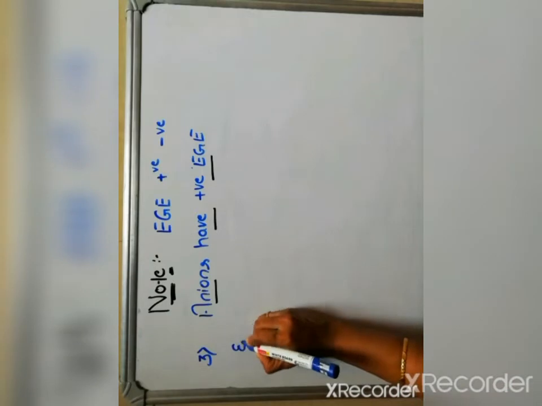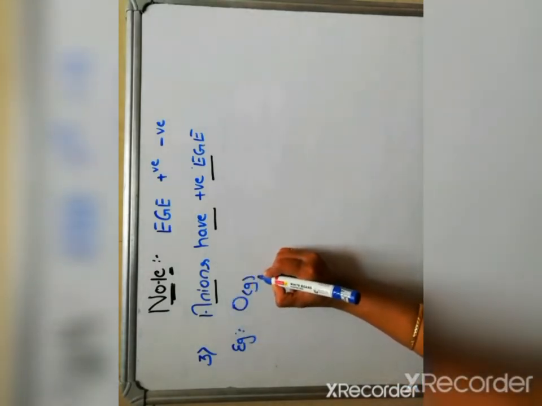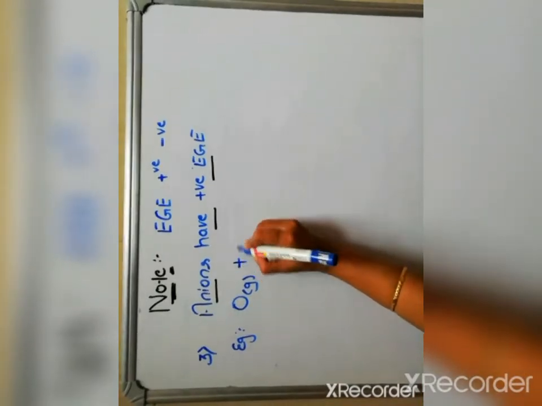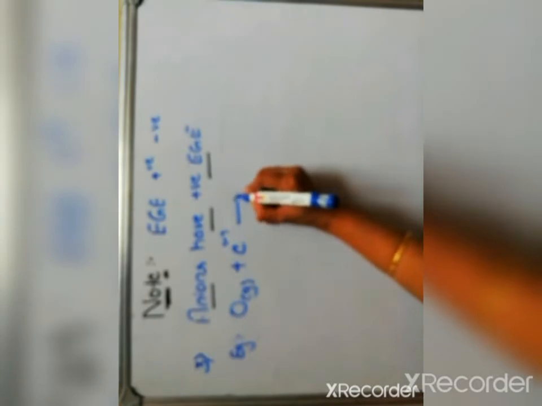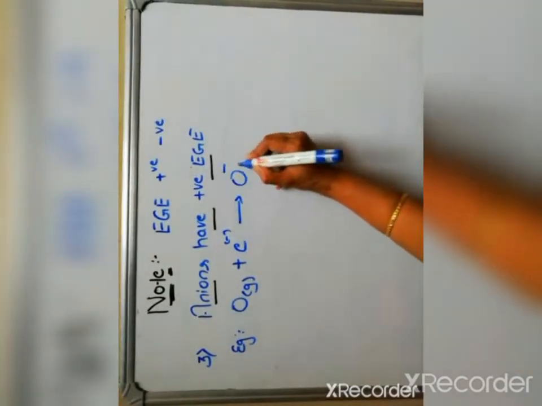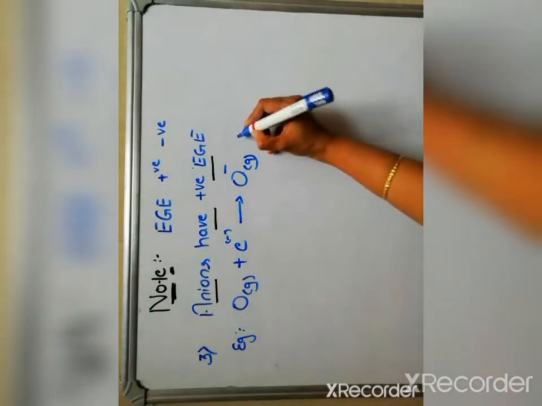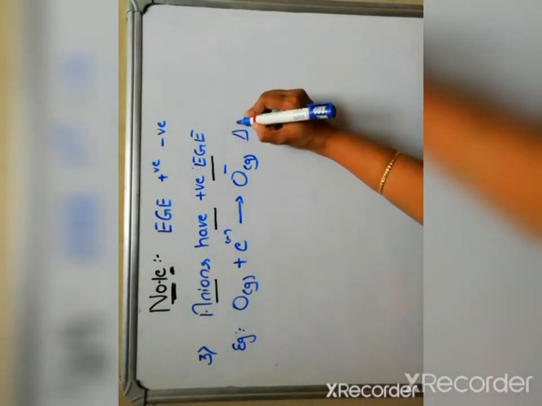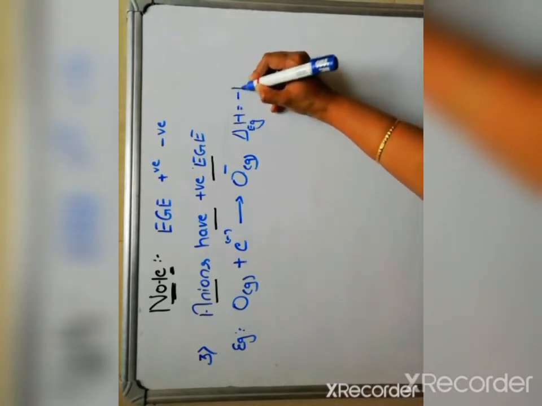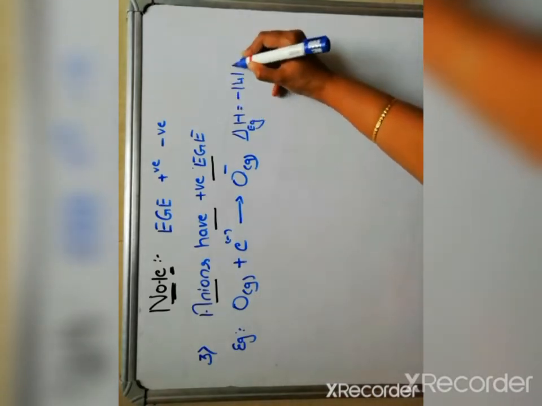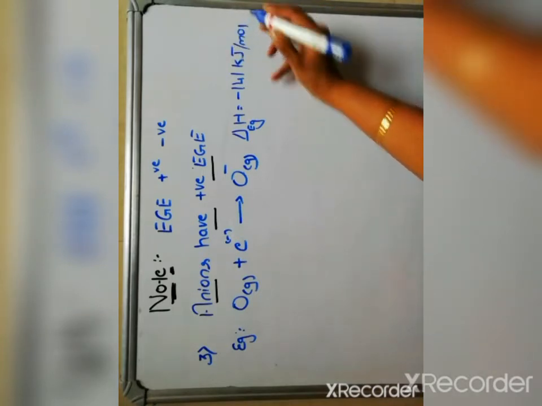I will give you one example, that is oxygen. This is in the isolated gaseous state. When an electron is added to a neutral isolated gaseous atom, it will form an anion, that is O minus. So energy is released. Since energy is released, the electron gain enthalpy is said to be negative, that is minus 141 kilojoules per mole, right? Okay.